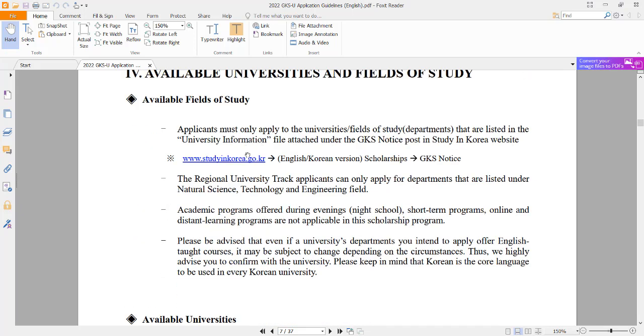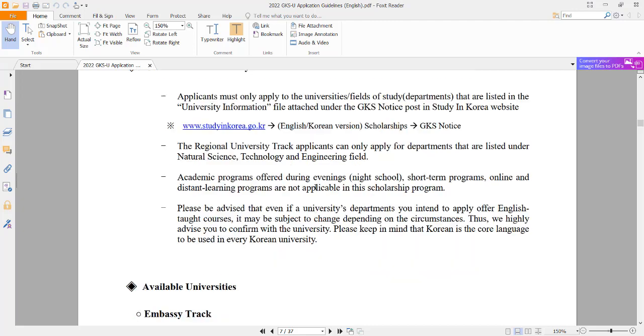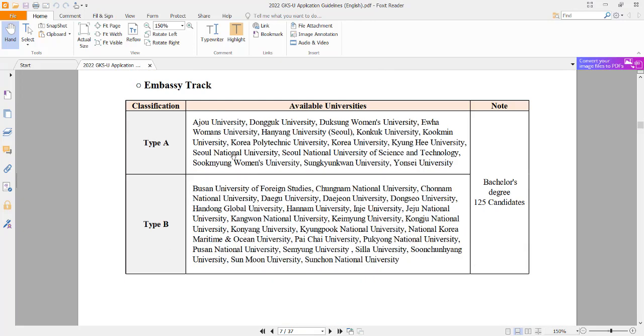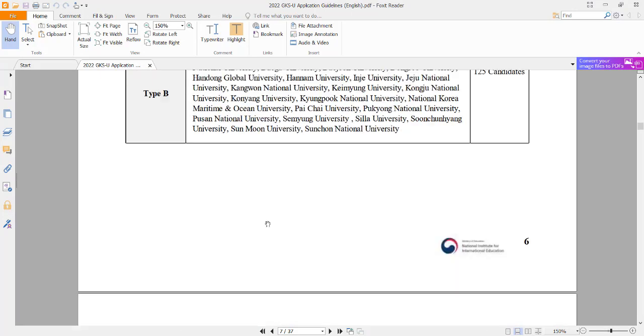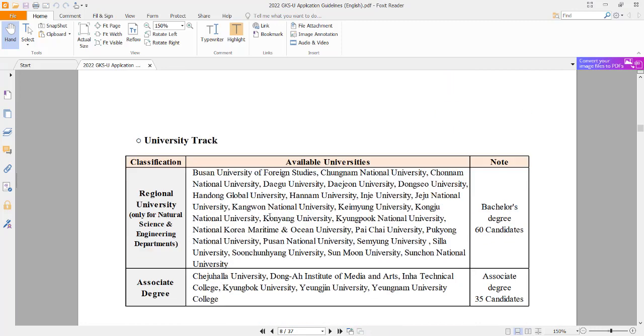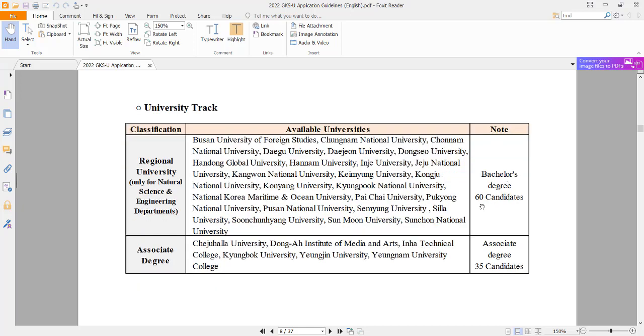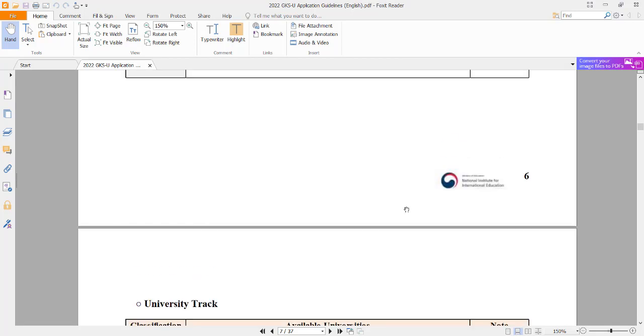So let's move ahead after clearing this quota stuff, and then we will be looking more into the document requirements. For the available fields of study and everything, there will be an Excel sheet. You can download the sheet and look at all the universities there which are participating in this program, and what majors they are offering. For embassy track, as you can see, there are 2 types of university: type A and type B. Type B is the regional university which I was talking about. In type B you can apply for science, engineering, natural science majors, and they have a total of 60 candidates from all over the world.